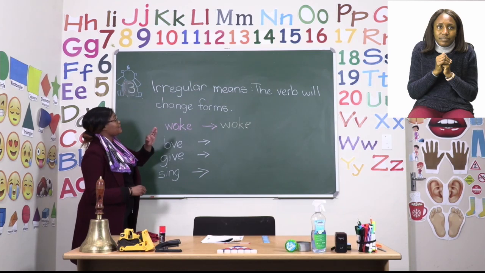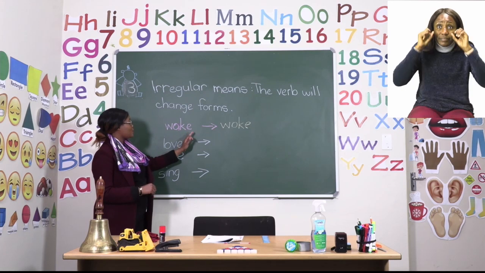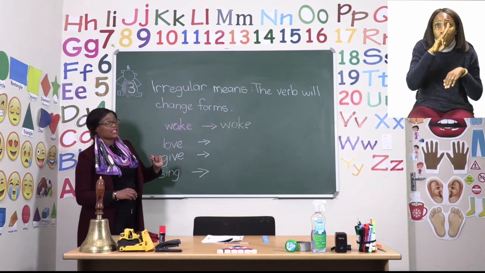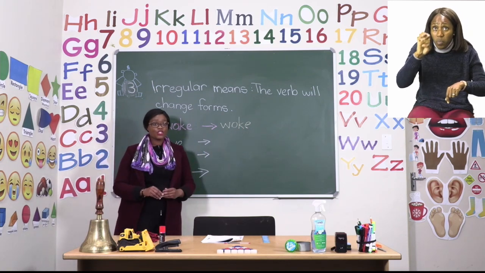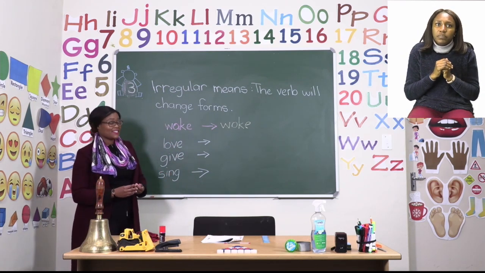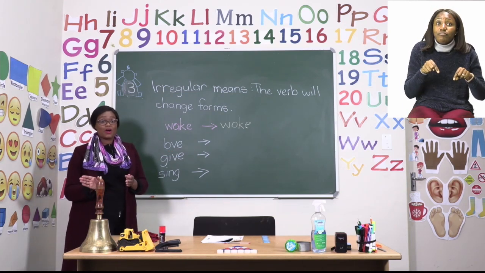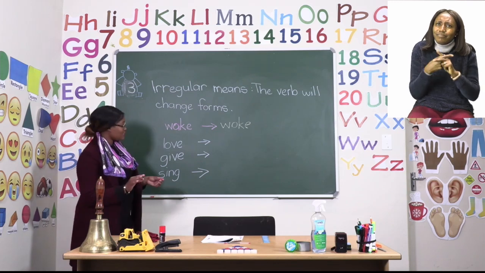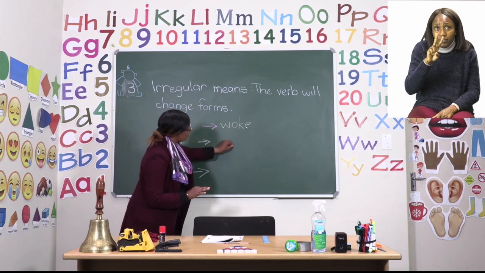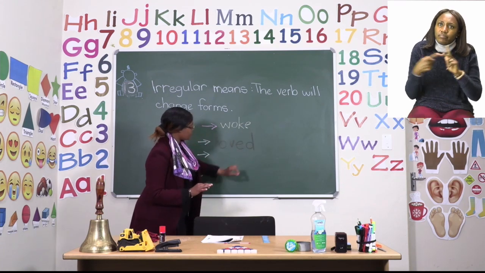Remember, irregular means the verb will change forms. For example, wake will change to woke. I wake up will change to I woke up, showing that it is a past tense action. It has already happened. In this case, we have the word love. To change the word love from present to past, we need to change it in its form. So love will now change to loved as a past tense verb.